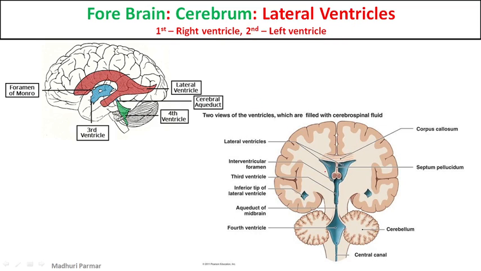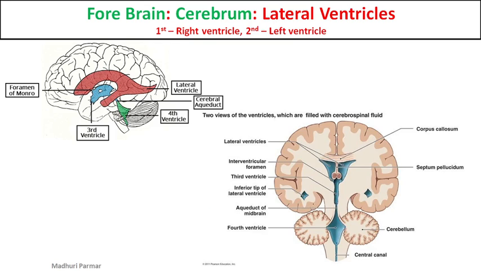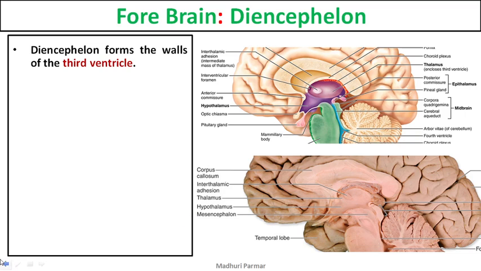We are now done with the cerebrum. We are moving on to the diencephalon, which is the second part of your forebrain. Third part, sorry. Olfactory, cerebrum and diencephalon. Diencephalon forms the walls of the third ventricle. Remember, here we saw this third ventricle. So the walls of these third ventricles are actually made by your diencephalon. Fine. And what is this diencephalon?